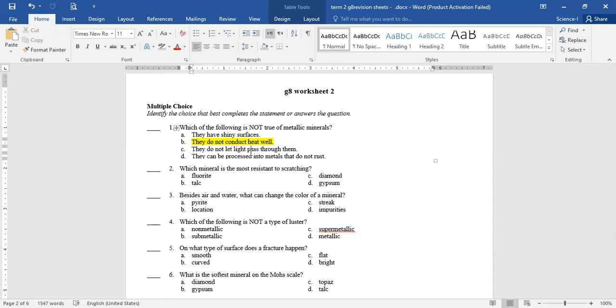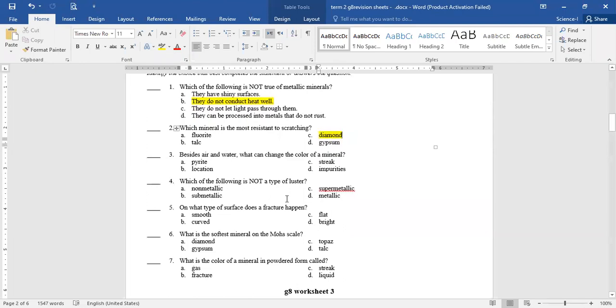So question number 2: which mineral is the most resistant to scratching? The strongest mineral ever? Yes, Hannah Hamdi? C, diamond. Good. It's number 10 on the Mohs scale. It represents the hardest mineral.